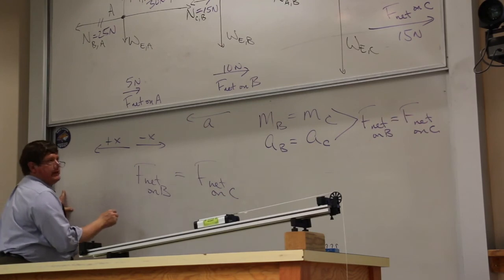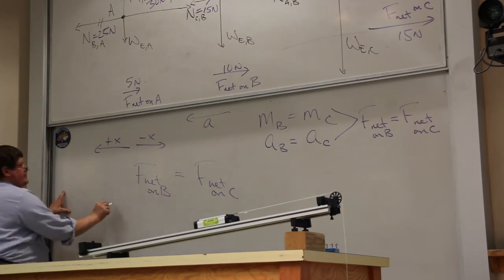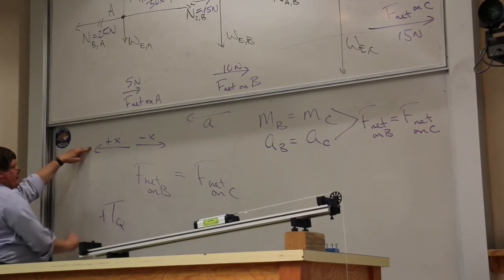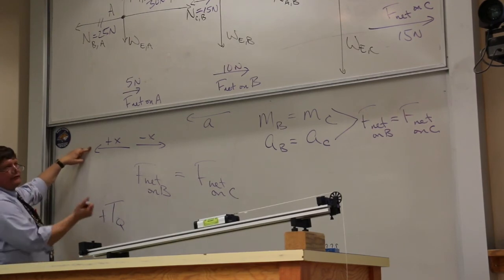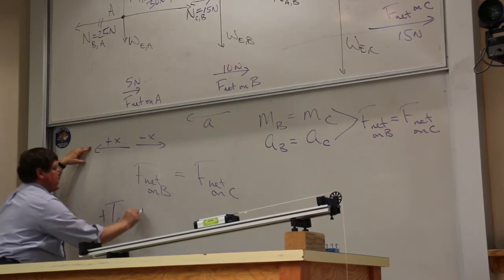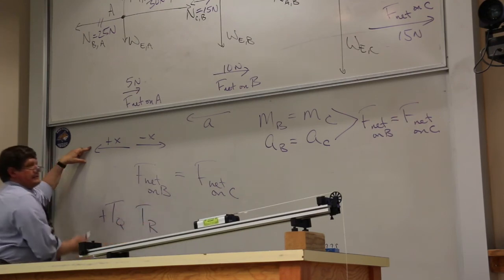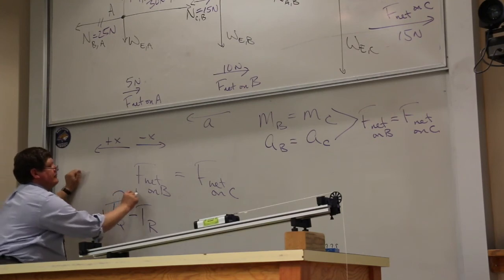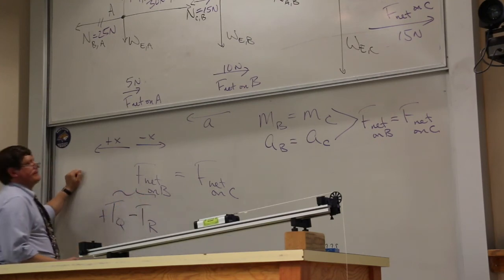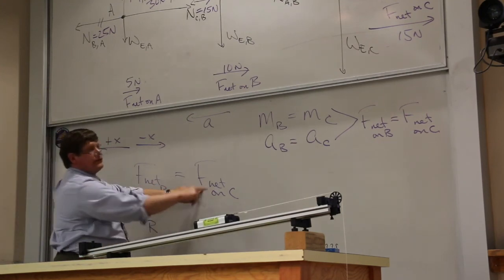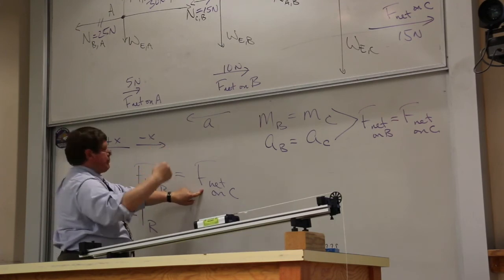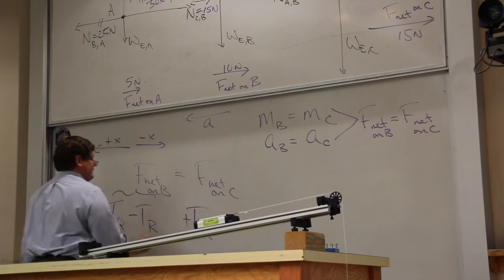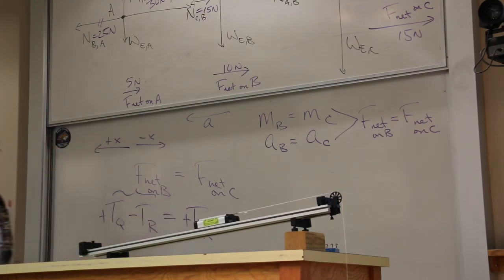The net force on B is going to be, I've got the tension in string Q, and it's to the left, so that's positive. I have string R pulling to the right, and since it's to the right, that'd be negative. And that is the F net on B. Now if I look at C, I only have string R pulling to the left, so that's positive. And those have to be equal to each other.